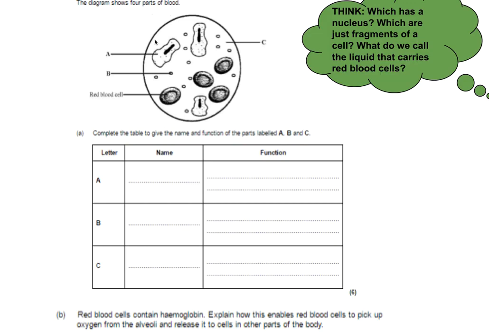You have a view down a microscope, seeing different things in the blood, and you need to say what A, B, and C are and what they do. And then part B, red blood cells contain hemoglobin. Explain how this enables red blood cells to pick up oxygen from the alveoli in the lungs and release it to cells in other parts of the body. We haven't talked about the alveoli yet, but oxygen from the lungs, you could read that as being. So 10 minutes on that, stop the video, do the question, and then check your answers on the next slide.